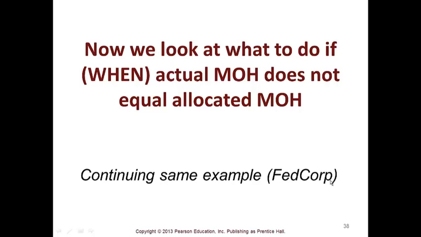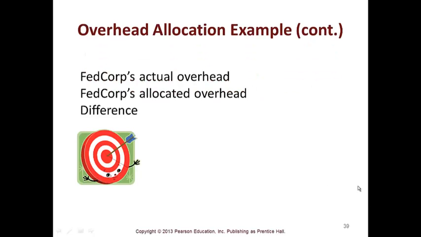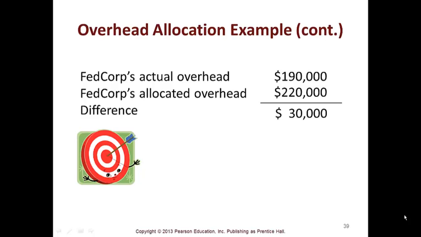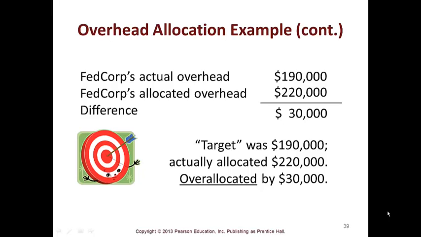We're continuing on with FedCorp to look at the estimate versus the actual. FedCorp's actual overhead and their allocated overhead were different. There was the 190 and then there was the 220, and that was what the allocation was. So you have a variance of $30,000. Okay, so you're thinking, what does that really mean? The target was 190. They actually allocated 220, so they over allocated $30,000. Just think about basic budgeting skills. You estimated 190. It ended up being 220, so you over allocated $30,000 to this job.